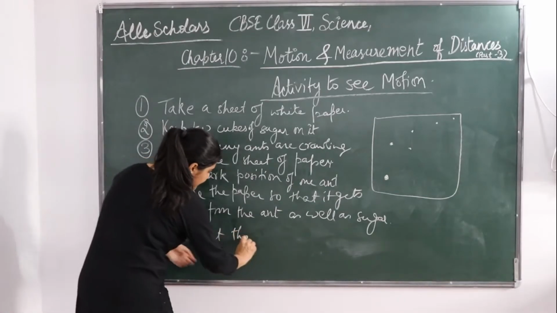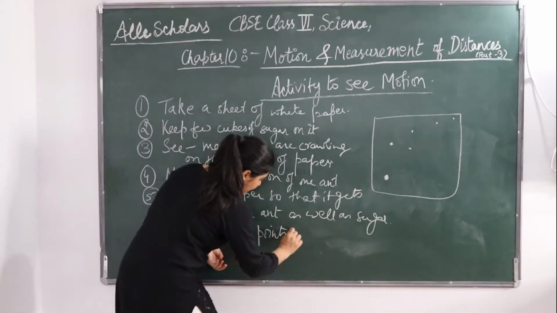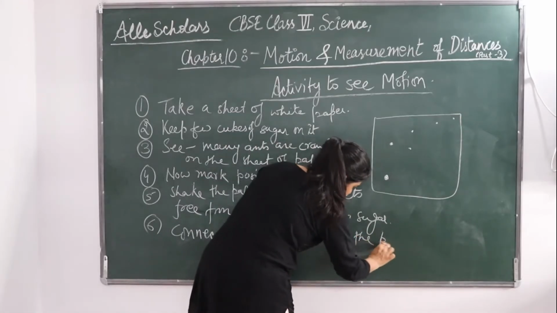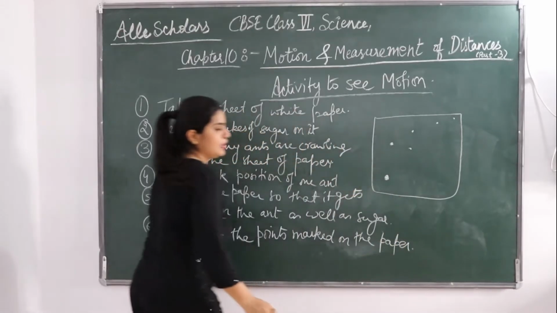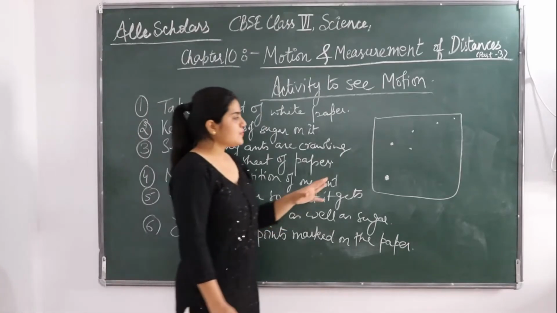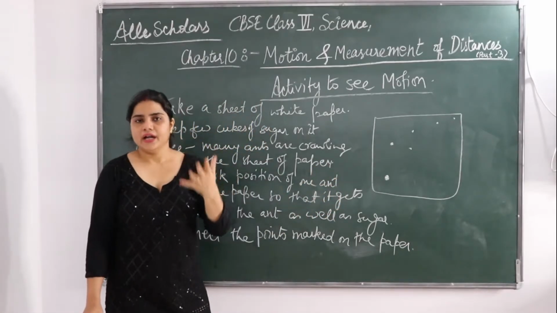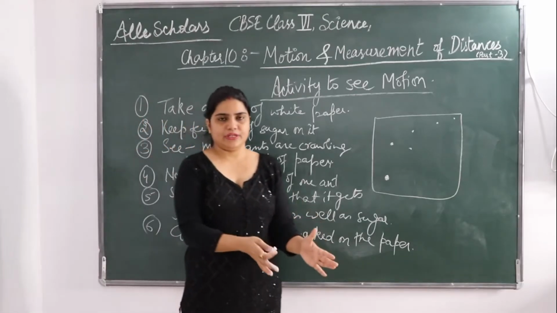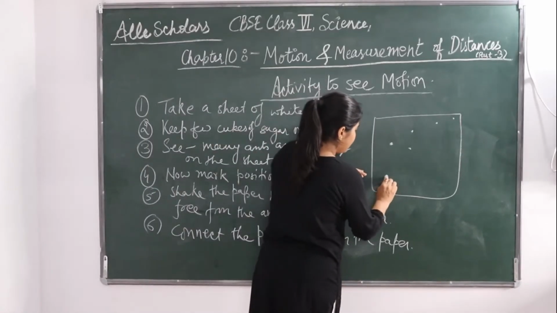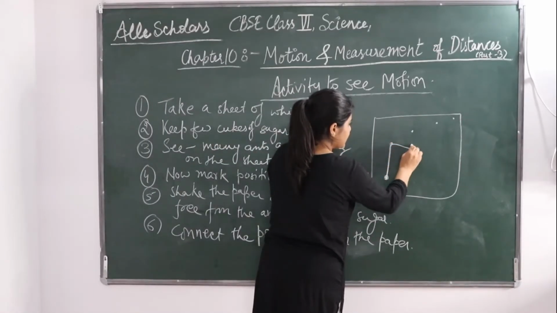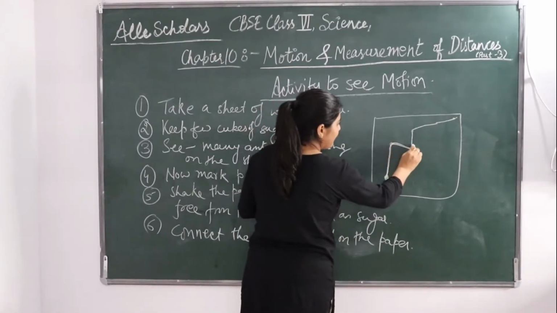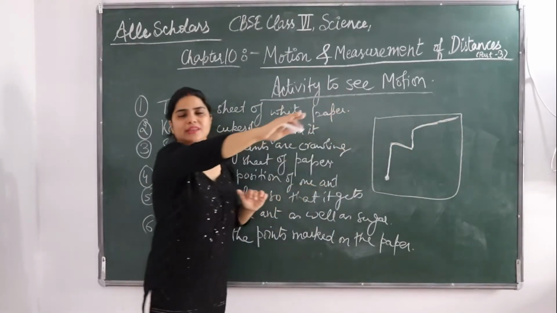Now you have to connect the different points you have marked on the paper. Okay? Each point you have marked shows where the ant moves in an interval, in a particular interval of time. So the ant was here, it goes here, it goes here, here. So this ant is showing a motion. It is moving with time.